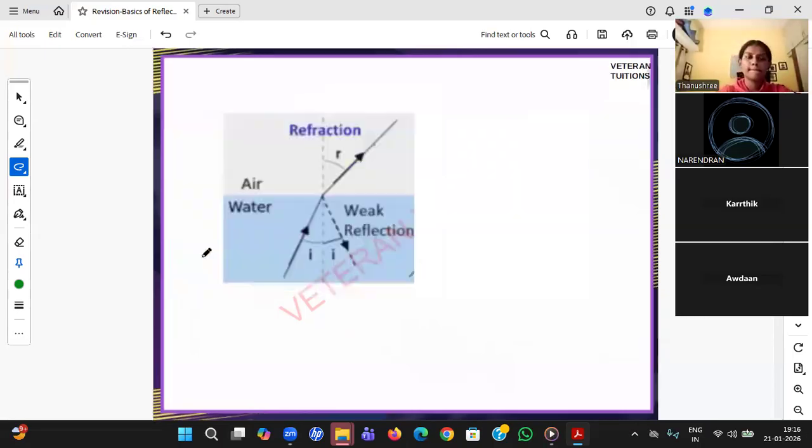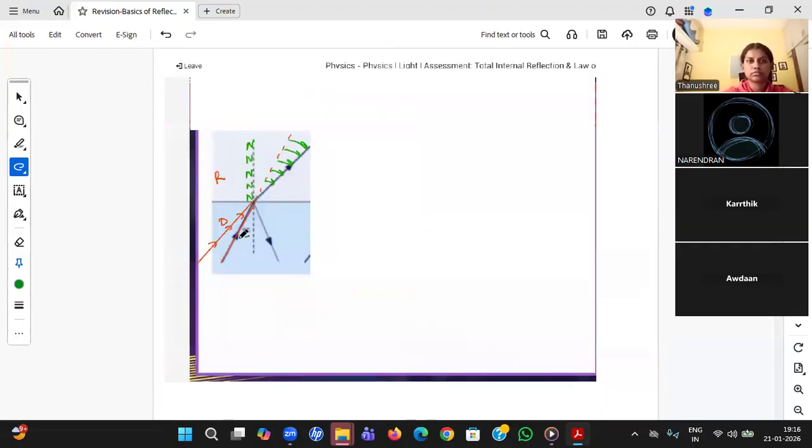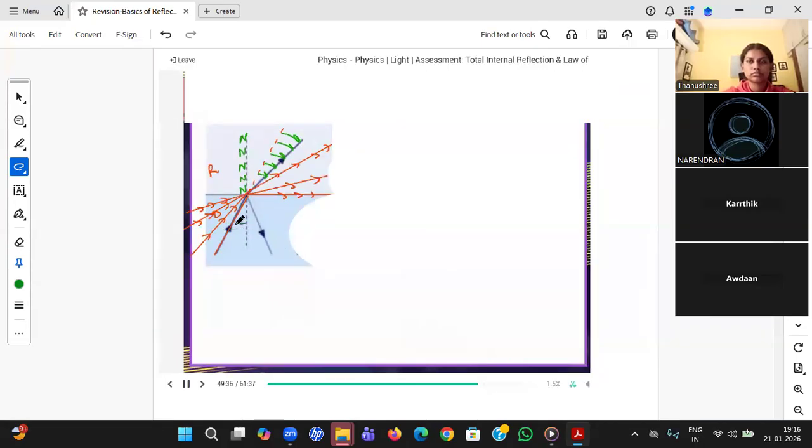Now what will I do? I'll just increase this angle of incidence. Let me increase this angle of incidence more. Now it will bend further like this. Let me increase the angle of incidence still more. It will bend further and it will touch the surface like this.